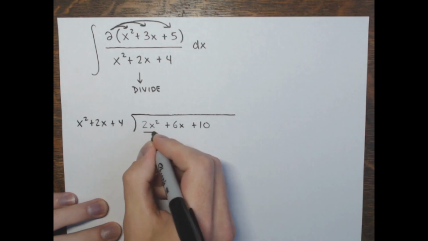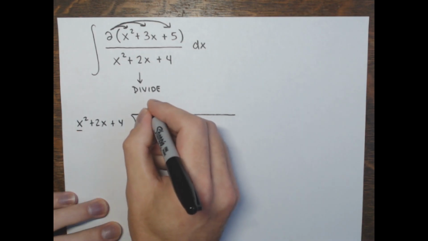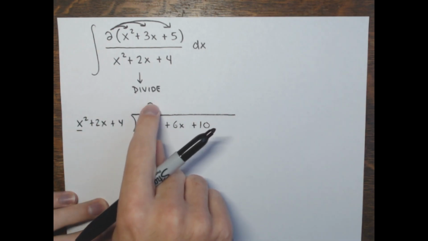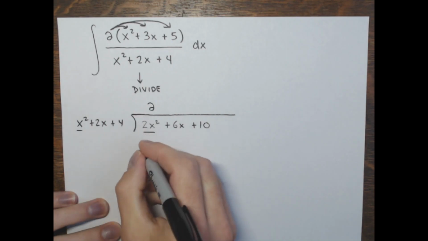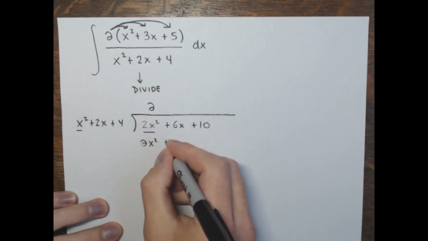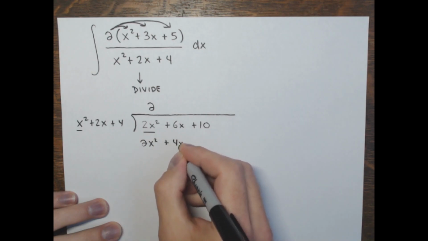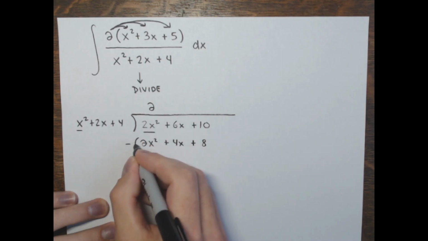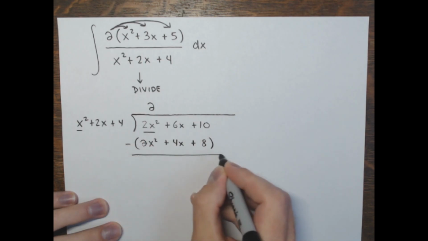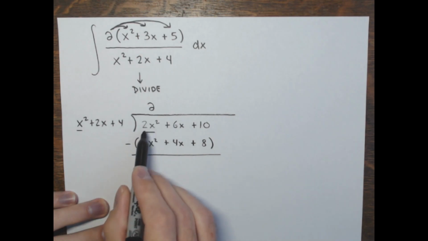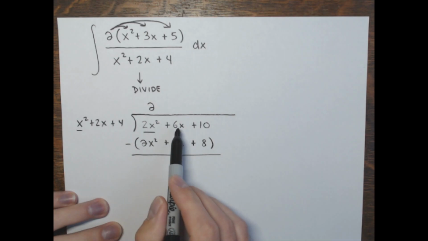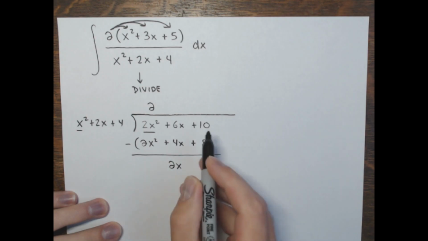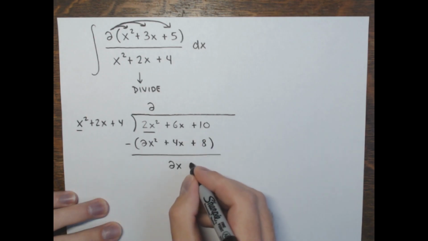All right, so we divide the lead terms. That's just 2. Multiply that term I just wrote up here by the divisor. It's 2x squared plus 4x plus 8. And then subtract all of that from the line above it. 2x squared minus 2x squared, nothing. 6x minus 4x, 2x. 10 minus 8, positive 2.